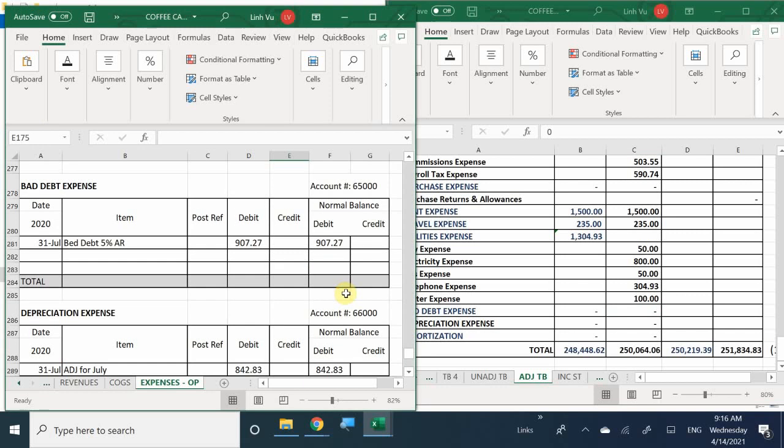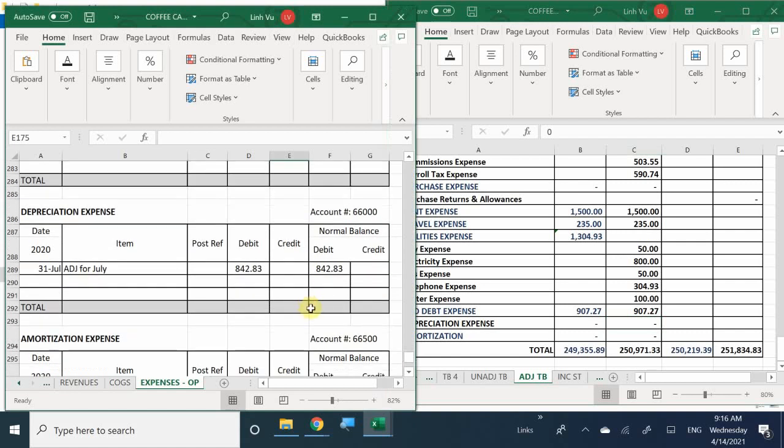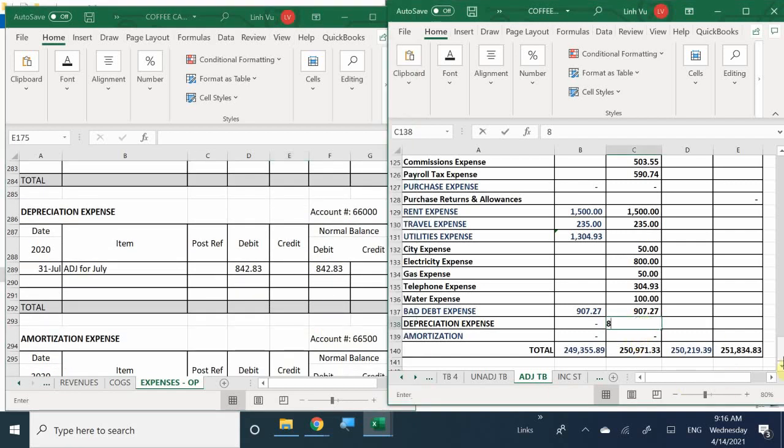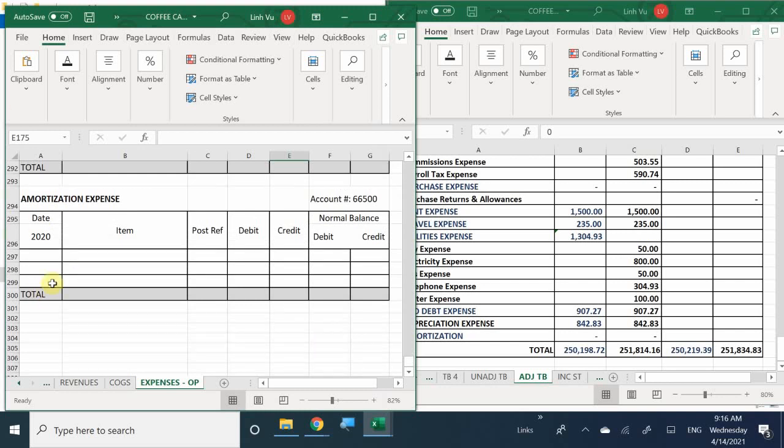Bad debt expense. What is my bad debt expense? 907.27. What is my depreciation? And lastly, what is my amortization expense? Okay, so I did not fill this one in. Okay, so 731.